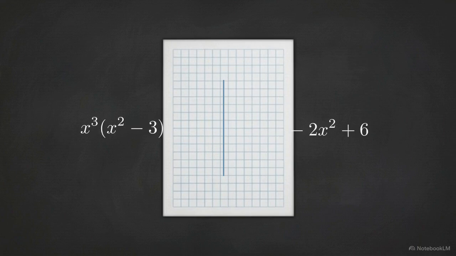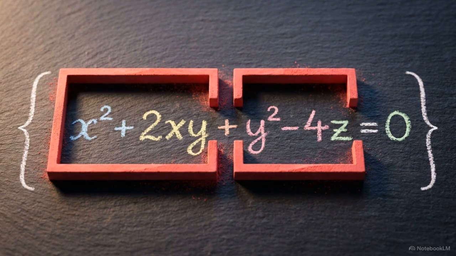On the left, we pull out x cubed. On the right, we factor out a negative 2. Extracting a negative from the right changes the inside sign. Plus 6 becomes minus 3. The grouping succeeds because the remaining parentheses match exactly. We combine these factors for the final answer, x squared minus 3 times x cubed minus 2. This strategy is effective because it forces a 4-term expression into 2 symmetrical, manageable parts.